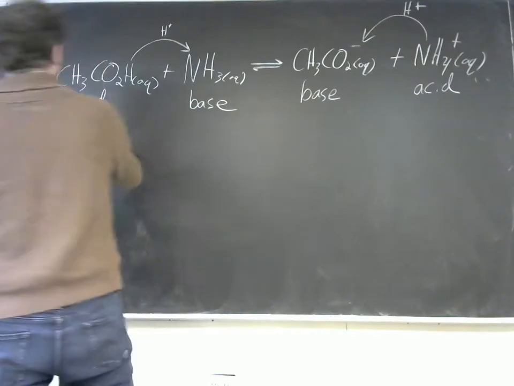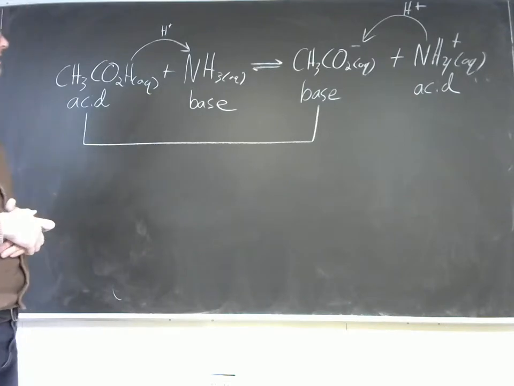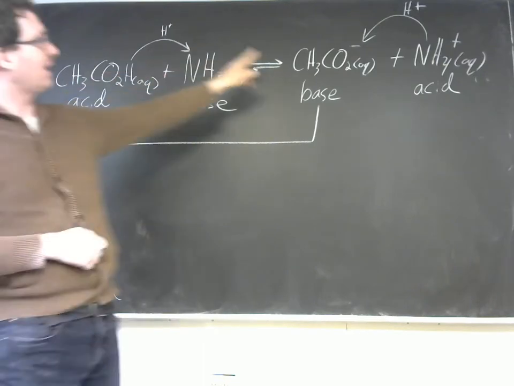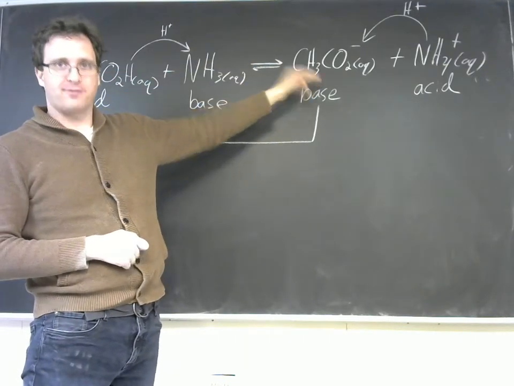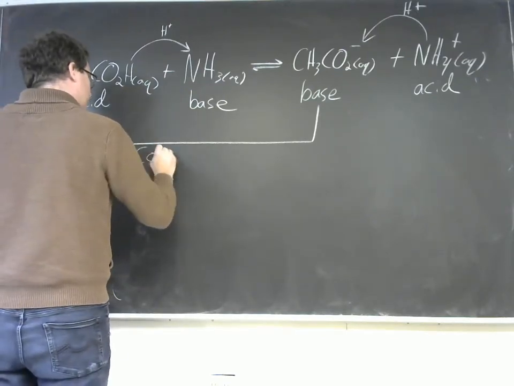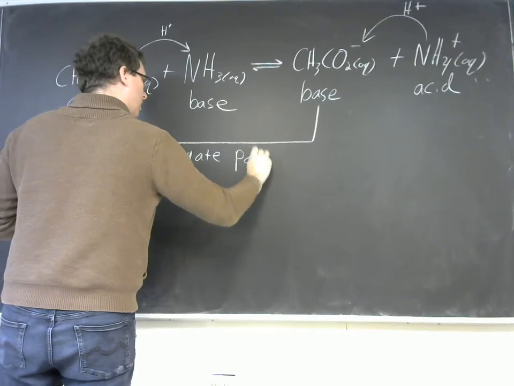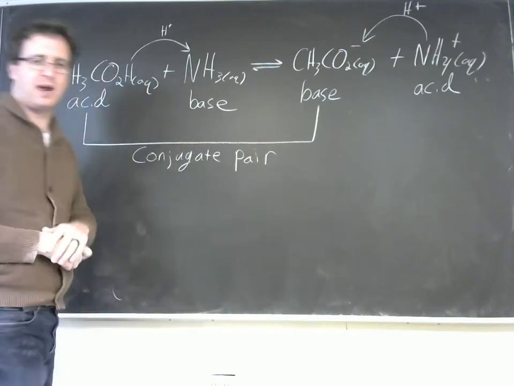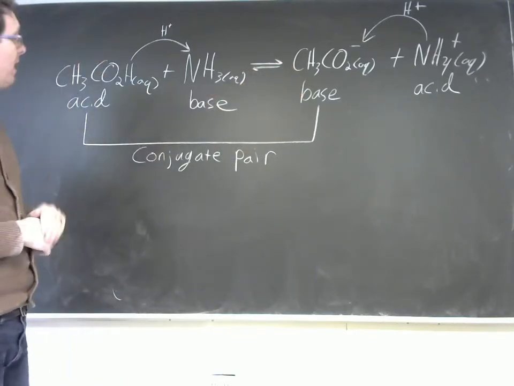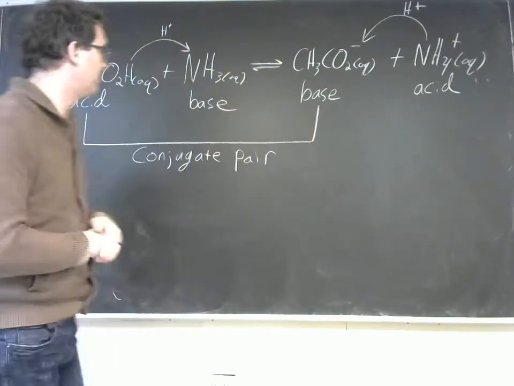We can sort of link these two. Acetic acid and acetate differ only by a proton, right? Acetate is what acetic acid becomes after it donates its proton. And so we call these two a conjugate pair. Acetate is the conjugate base to acetic acid, and acetic acid is the conjugate acid to acetate ion.